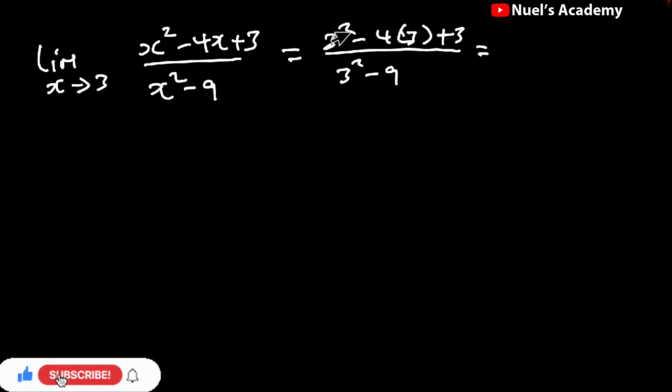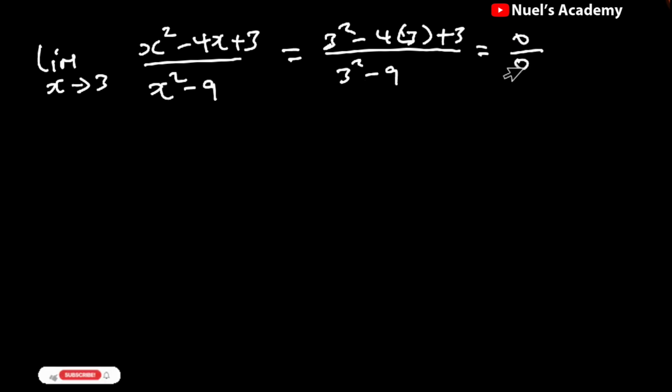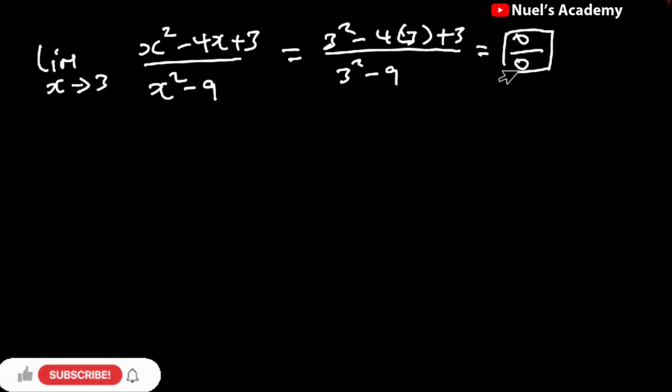Now 3 squared is equal to 9. 9 minus 12 is negative 3. Negative 3 plus 3 is equal to 0, over 3 squared is 9, 9 minus 9 is 0. So this again is indeterminate. So let's reduce this expression.